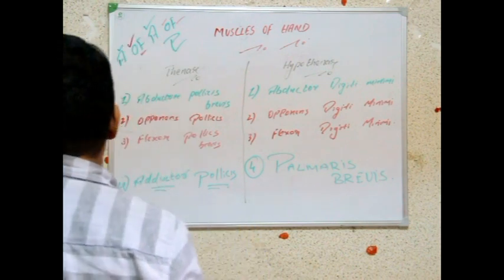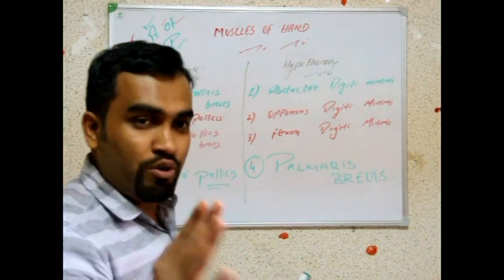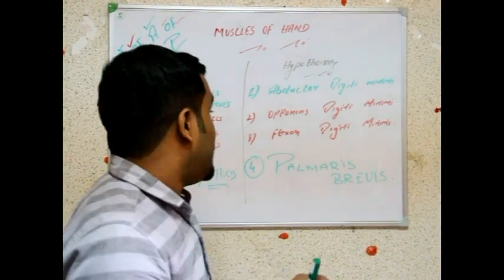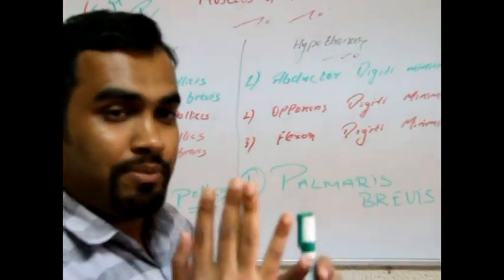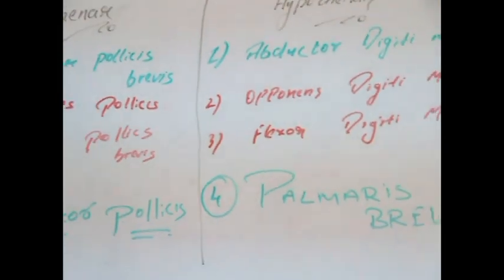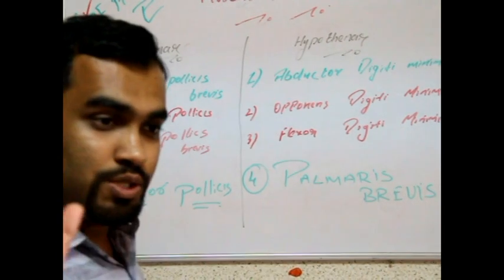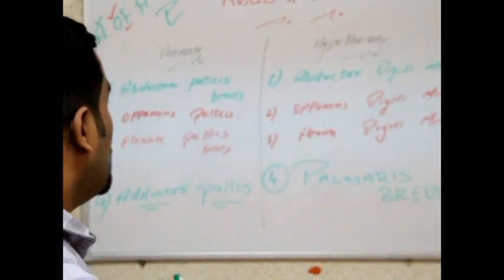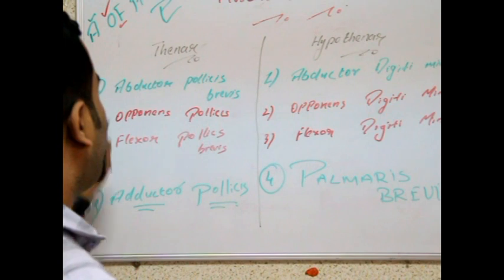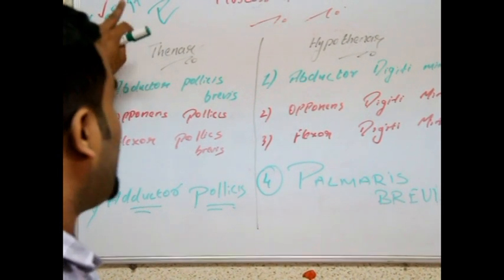Okay, so abductor pollicis brevis is for abduction of our thumb. Here abductor digiti minimi, same function. Opponens means to oppose, right? Flexor, it's flexion. Clear from the word. So it's easy to remember from this. Just remind A of B.